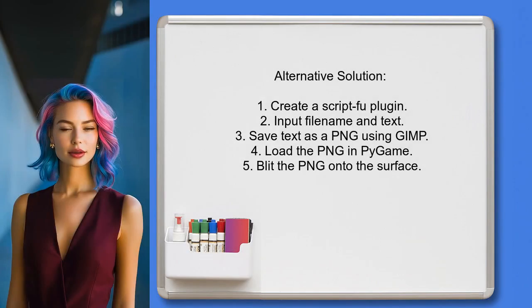One user shared an alternative workaround for rendering Devanagari text in PyGame. They created a ScriptView plugin that takes a file name and text as inputs. This plugin writes the text and saves it as a PNG file using GIMP. Then their program loads this PNG and blits it directly onto the PyGame surface.